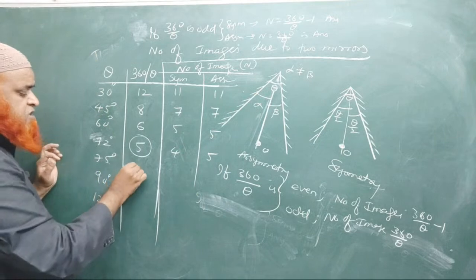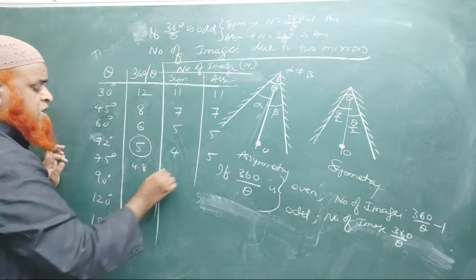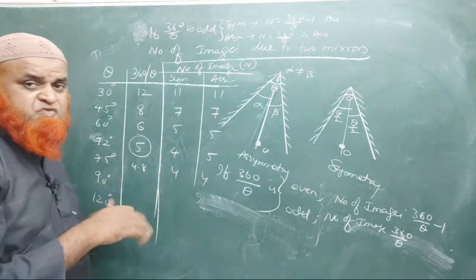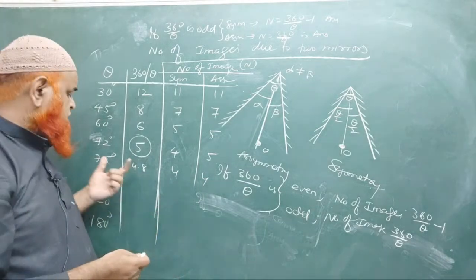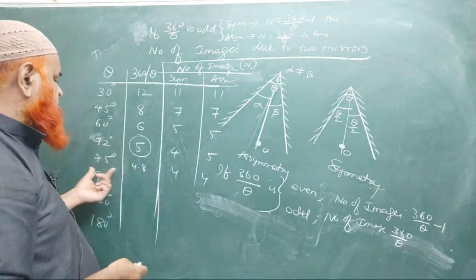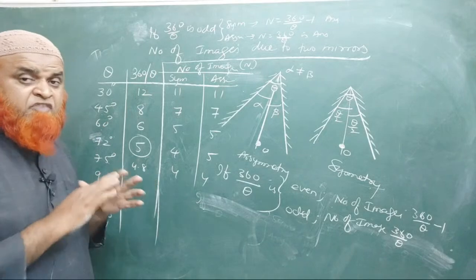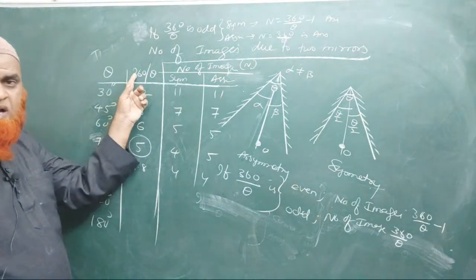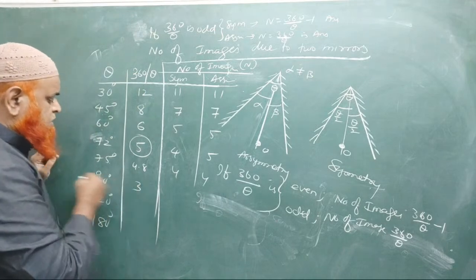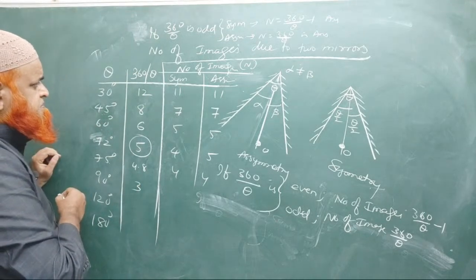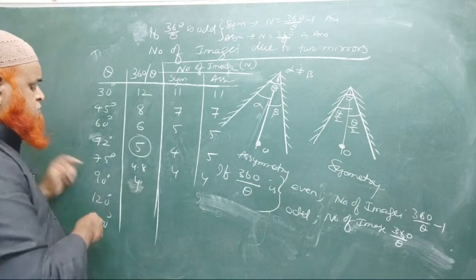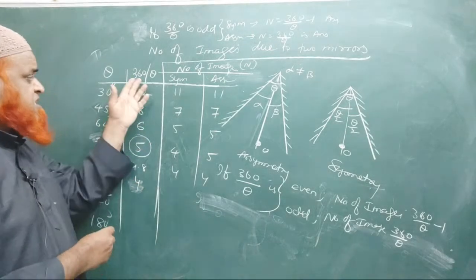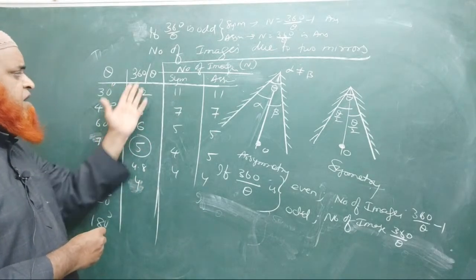Next, 75 means you will get 4.8. So 4 and 4, because the fifth image is not formed. When you divide 360 by 75, you get 4.8. The fifth image is not formed, so the answer is 4 and 4. 90 means how much you will get? If you divide 360 by 90, you will be getting 4.